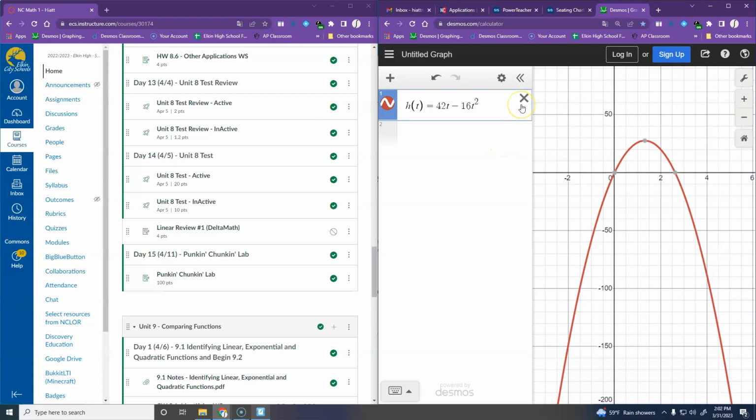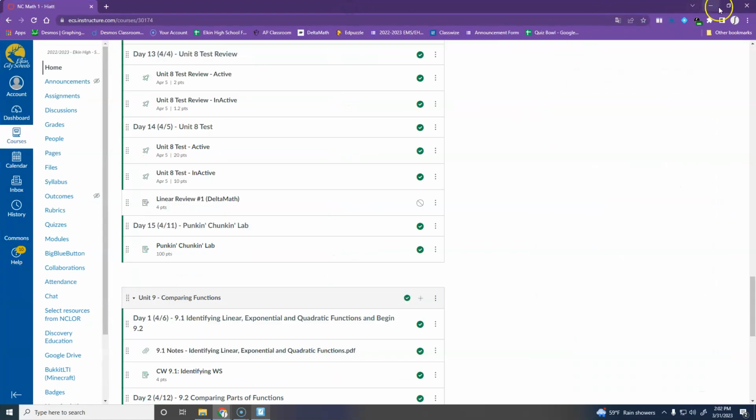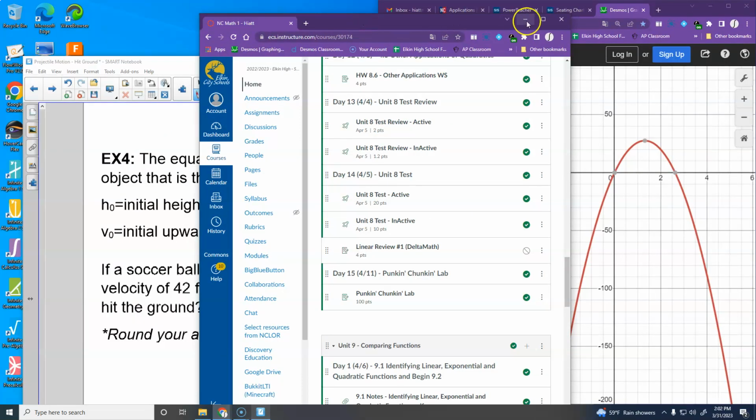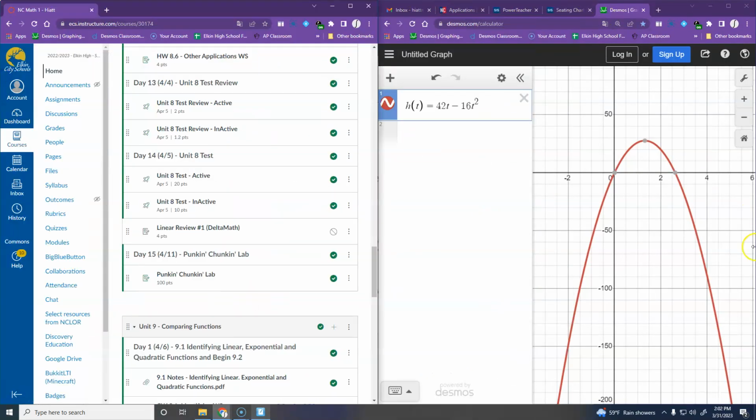So just minimize, or not minimize, but what do you call it when you make it littler? I don't know. I don't know what that button's called. Whenever that button, what do you call that? This would be minimized if you make it go all the way down, right? I don't know what that's called. But anyway, you're going to do that and then just drag it over to the side.